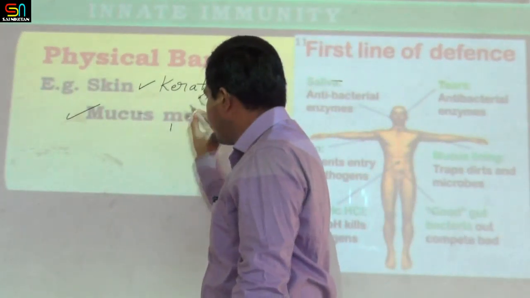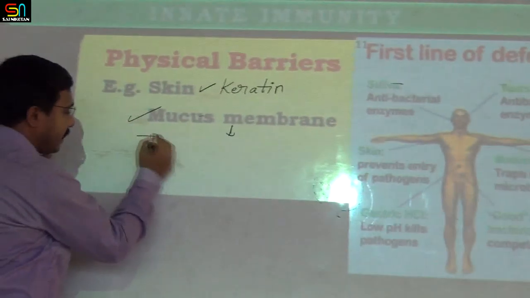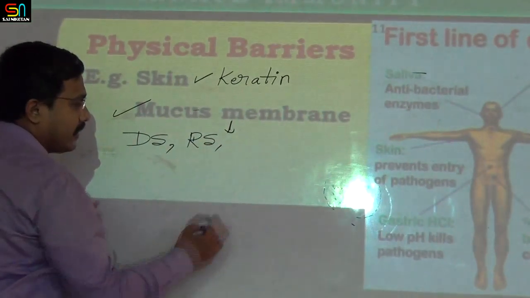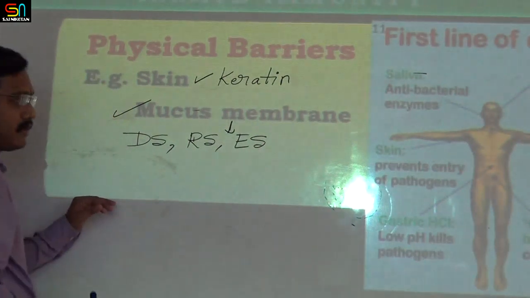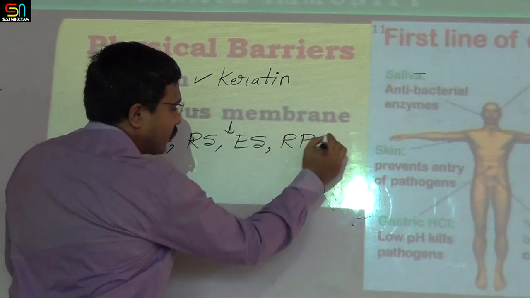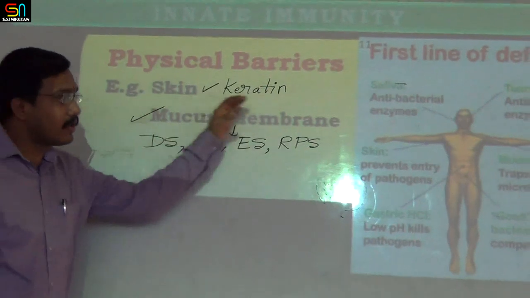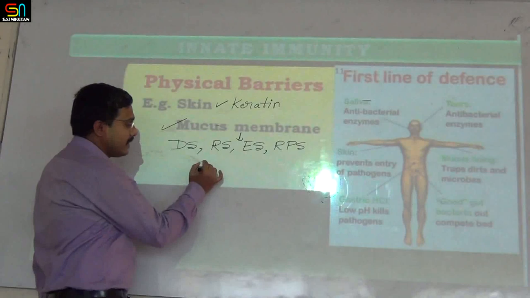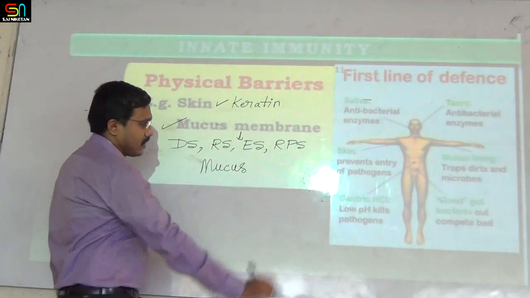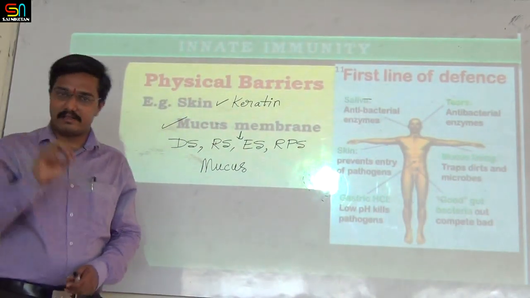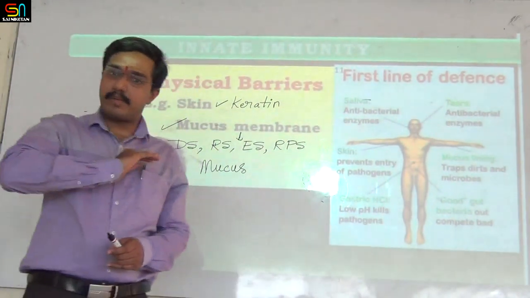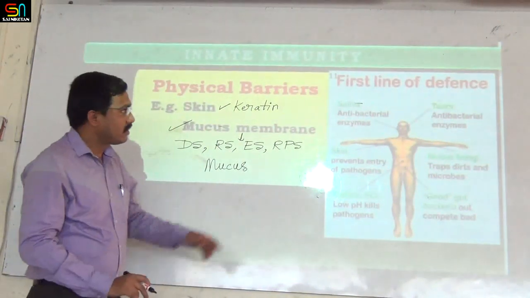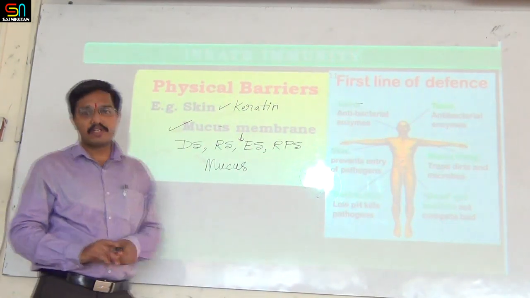Where is this mucous membrane present? It is present in the internal lining of the digestive system, the respiratory system, the excretory system, and also the reproductive system. The systems which have natural openings to the outside are internally lined with mucous membrane. This mucous membrane secretes mucus, and this mucus traps dirt and other microbes, preventing their entry into other parts of the body. Therefore, you should remember the two examples for physical barrier: skin and mucous membrane.